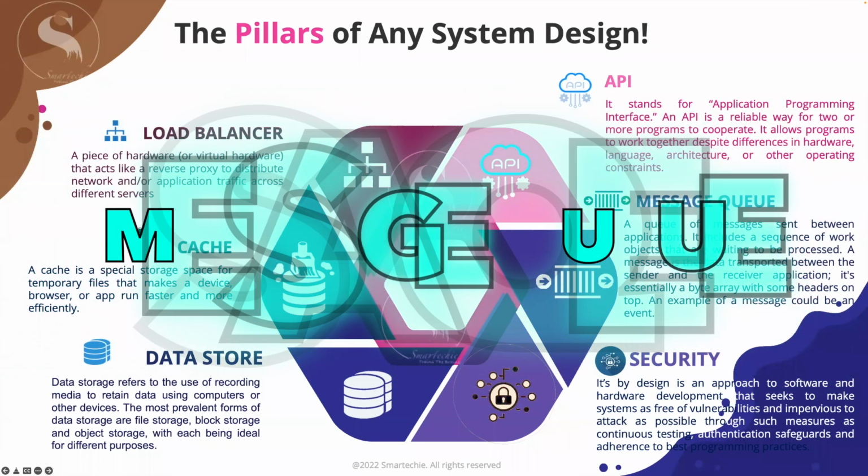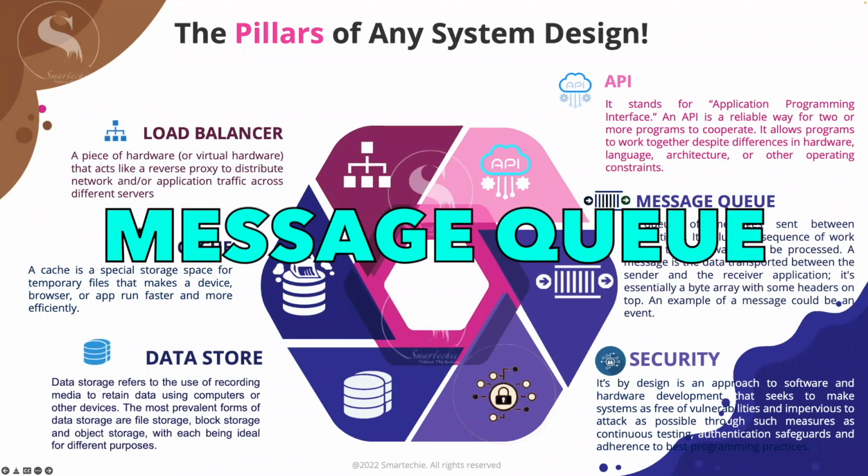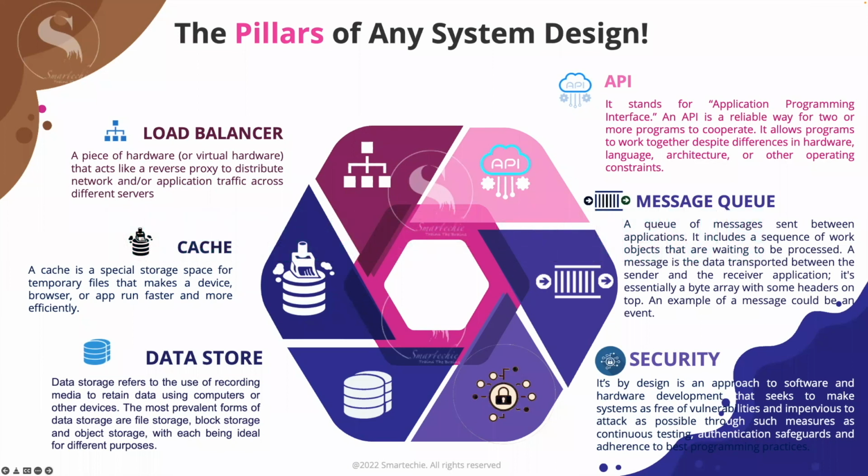The fifth one is the message queue. It's a queue of messages sent between applications. It includes a sequence of work objects that are waiting to be processed. A message is the data transported between the sender and the receiver at two different ends, and it's essentially a byte array with some headers on top. An example of a message could be an event.